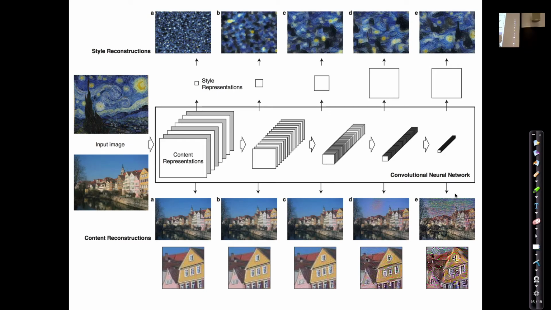The content loss definition is parameterized on what layer we use. And so if we use an early layer, we're going to tend to get pixel perfect reconstructions, whereas later layers are going to be higher semantic content.